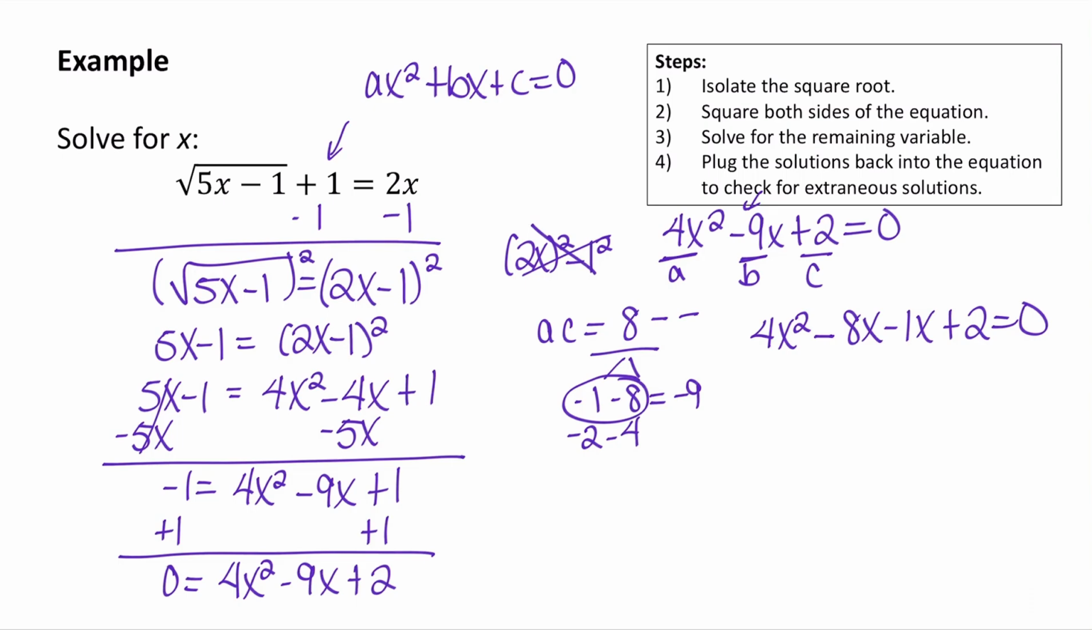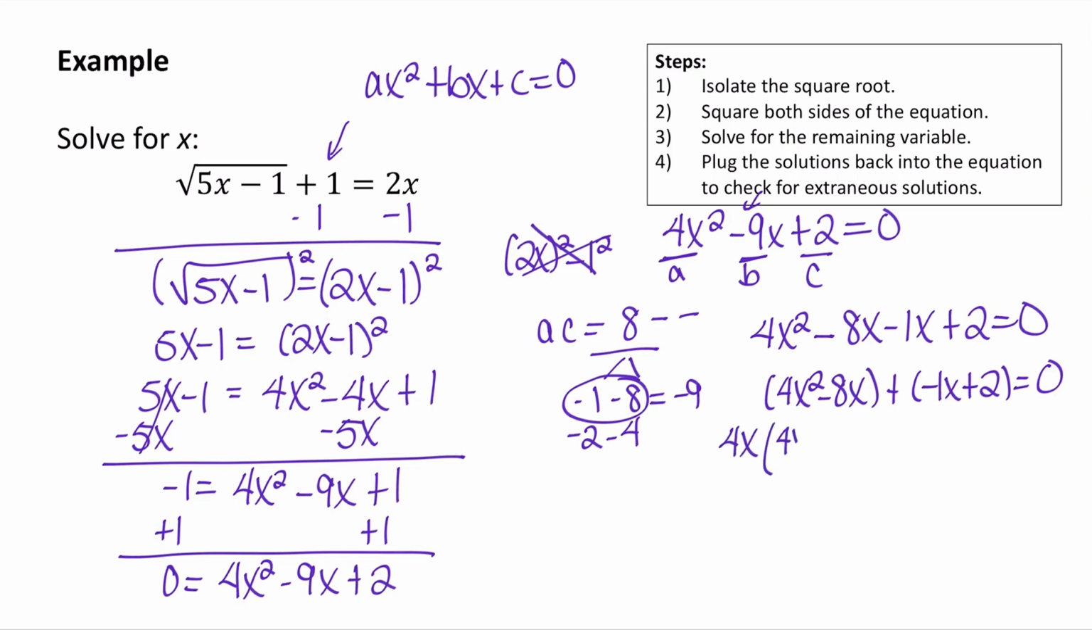And what I can do now is I can factor this by grouping. I can form two groups of factors. So I have 4x squared minus 8x, and then plus I have negative 1x plus 2. And I can find the GCF of each group. So if I look at the first set, the GCF is 4x.